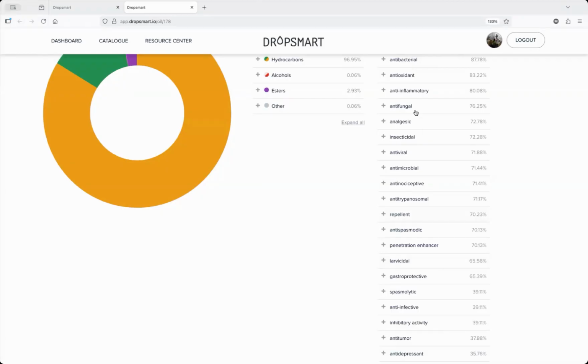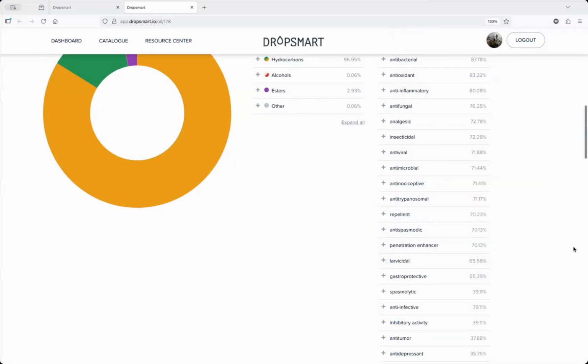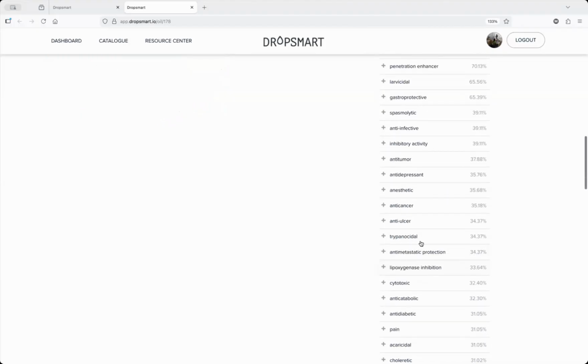A great repellent, look how many: repellent, insecticidal, larvicidal. That's all on different bugs and mosquitoes. You can see what to use it for. So great for that as well as a great repellent. And then just so much more. Look, antidepressant at 35%, and that's, I think, beta pinene. Yes, no, limonene. Great. So many ways.